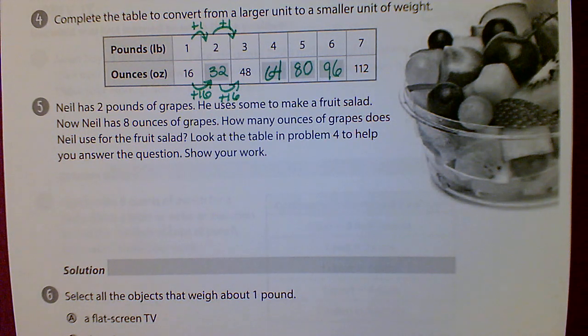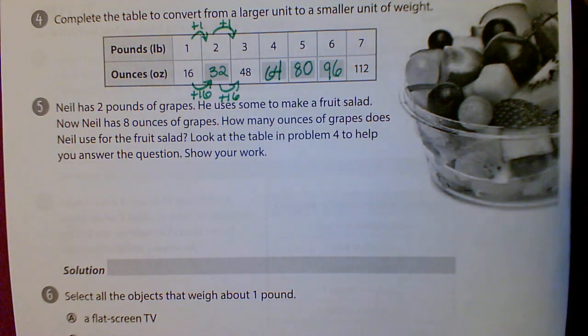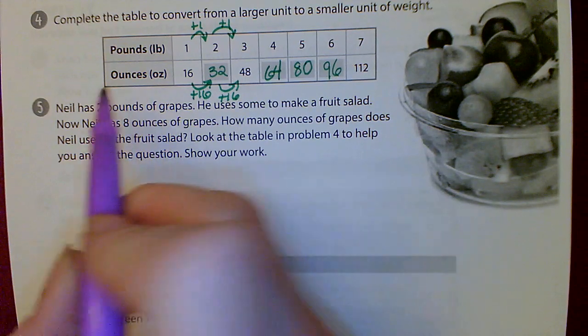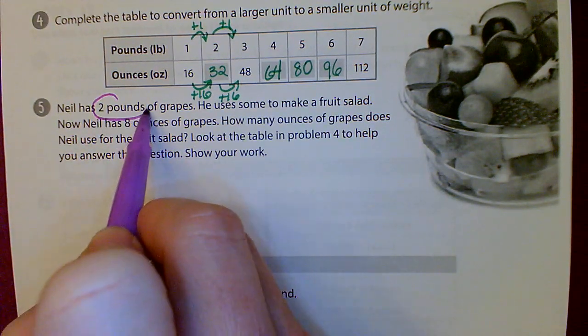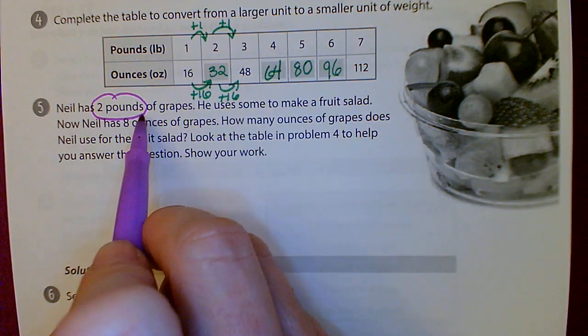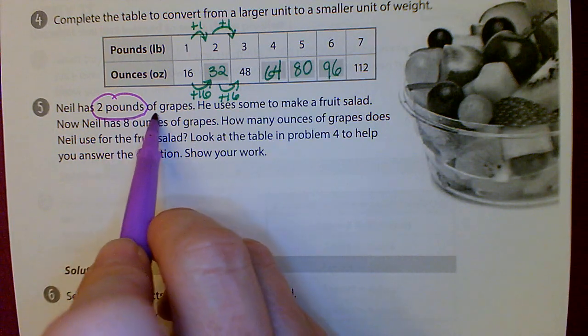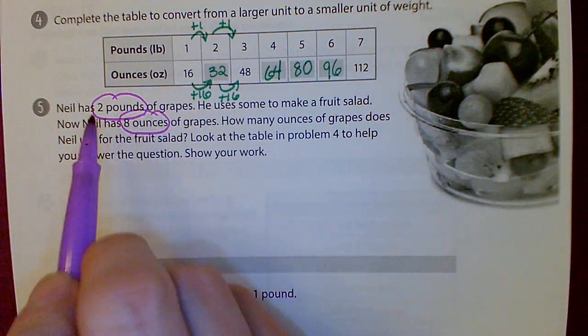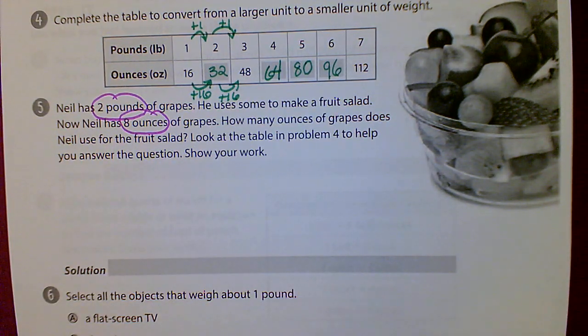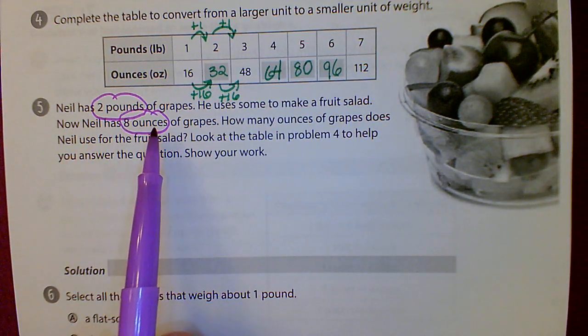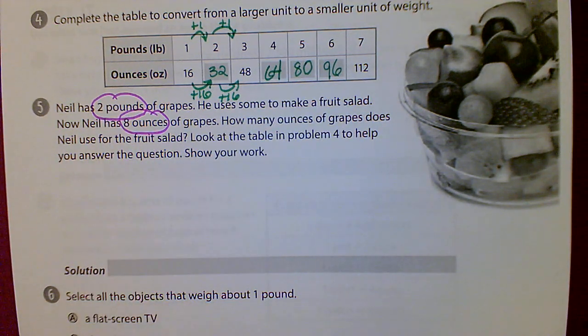Show your work. So again, I want to remind everyone that you are not allowed to work with 2 pounds of grapes and then work with the 8 ounces and put them together in an expression or in an equation. You can't just go like, oh, 2 minus 8 or 8 minus 2. Not allowed, my friends. The reason is that these are different units of measure. You have pounds and ounces.